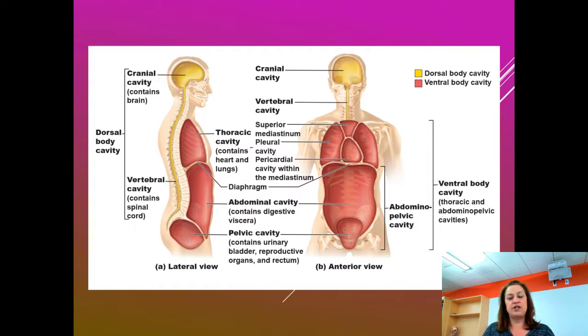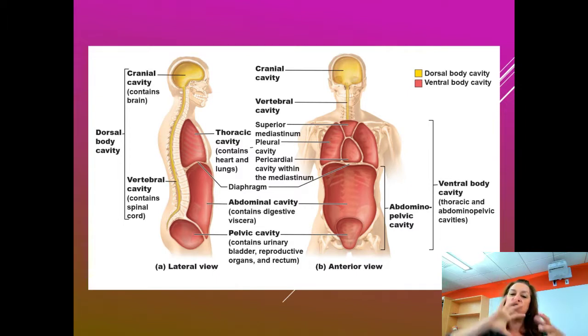One for the heart, that's your pericardial cavity. Two for the lungs, your pleural cavity, and then the mediastinum. Then you have the abdominal pelvic cavity, in which you'll see 2 different cavities. The abdominal cavity for your digestive organs, and then the pelvic cavity right at the bottom for your urinary bladder and reproductive organs and rectum.